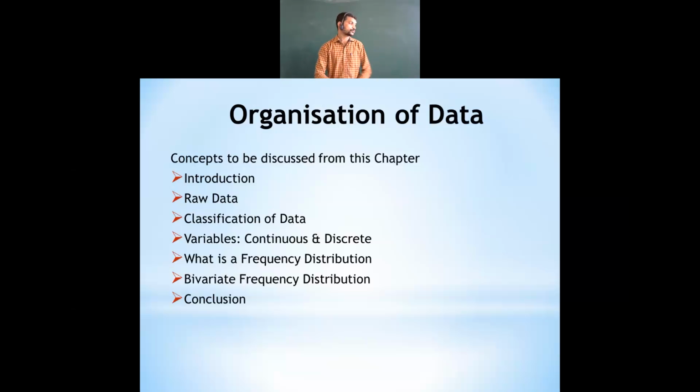That is what we call a frequency distribution. Then lastly, there is a small part on bivariate frequency distribution. There we are going to see how we make the frequency distribution, the same as usual. Then lastly, we will be concluding this chapter.